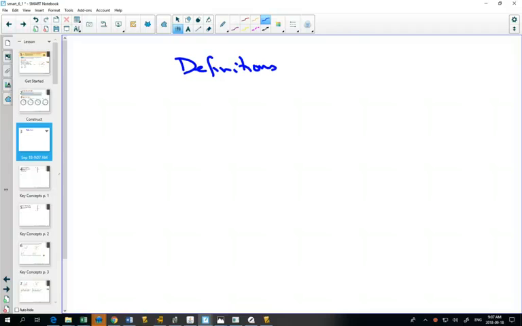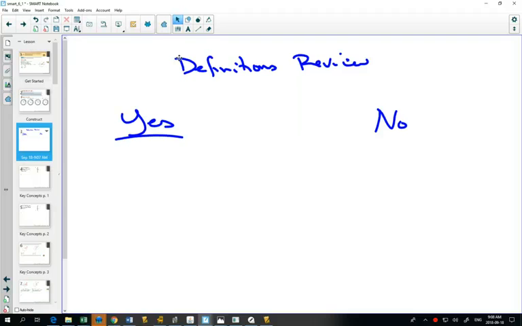So this will be a little review of some definitions, and we'll start by playing a game. It's not a very fun game maybe, but we'll call the game standard position, not standard position. The way the game works is I draw an angle, and we have to decide if this angle is in standard position and put it on this side with the yes, or not in standard position and put it on this side, no.